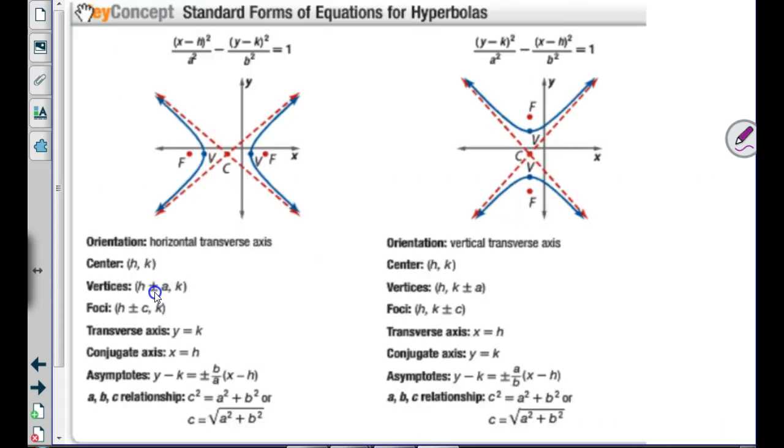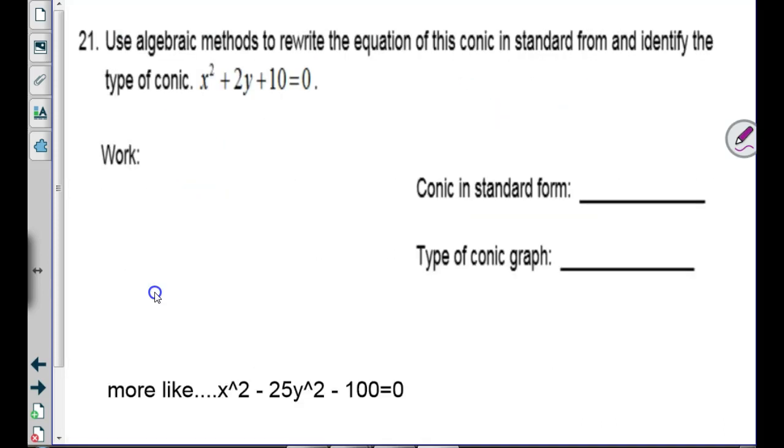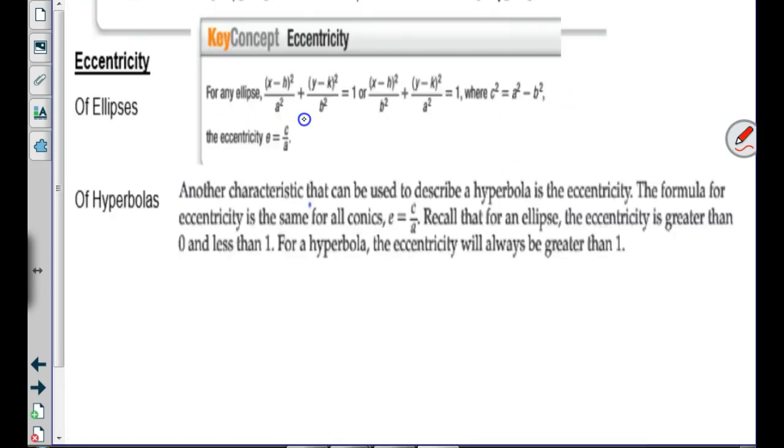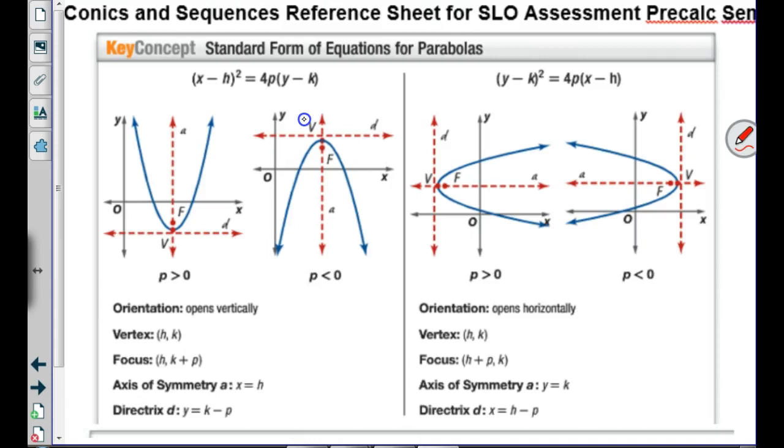We have all these on the reference sheet. Everything you could possibly need to know. This one says use algebraic methods to rewrite the equation of this conic in standard form, and identify the type of conic. All of these say standard form at the top. Do you see, guys? So you don't get confused what that means. It means the form that's on the reference sheet.